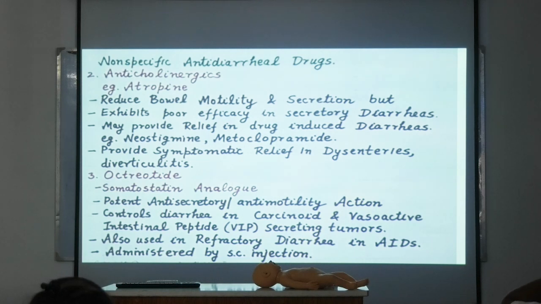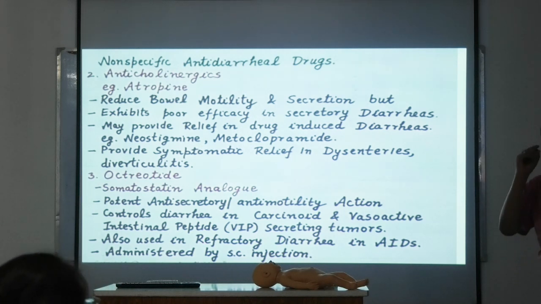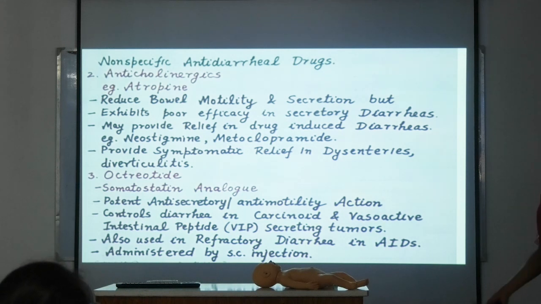Octreotide has to be given by subcut route. In AIDS patient, often there is very refractory diarrhea. AIDS patient often have refractory diarrhea due to multiple causes. Infection is one cause. There are other causes, including neuropathic causes, which cause severe diarrhea in AIDS patient. There also somatostatin is useful, but it is costly and also has a lot of side effects.